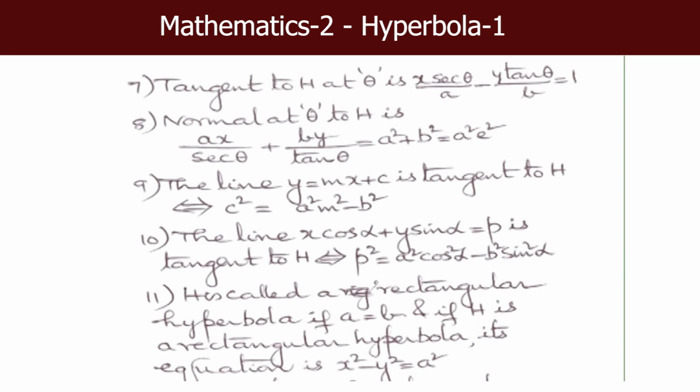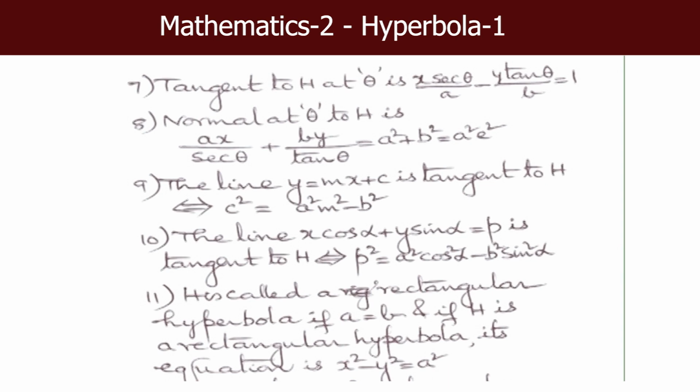Next, the hyperbola x square by a square minus y square by b square equal to 1 is called a rectangular hyperbola if a equal to b. You know why it is called rectangular? Rectangular means something perpendicular. There are a pair of lines which are perpendicular that are associated with the hyperbola. What are they? Asymptotes.